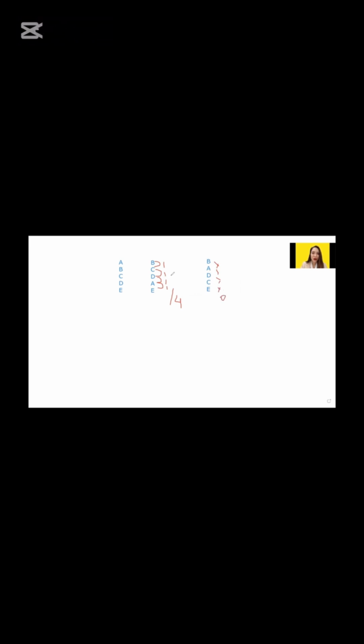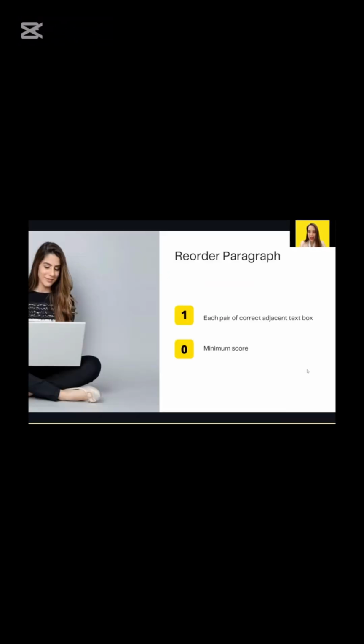So the priority for you is not just only finding the first sentence, but you should aim to find as many pairs as you can, because that's how you get points in reorder paragraph. So in this task, there's no negative marking. The minimum score will be 0. Let's have a look at one of the examples over here.